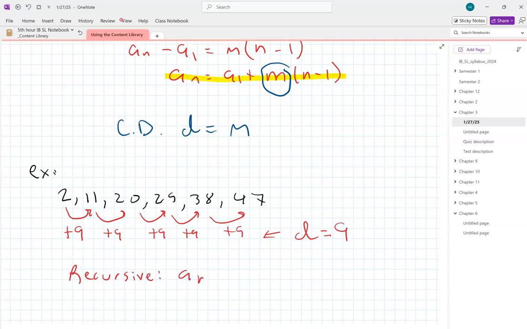I could write a sub n is equal to a sub n minus 1, excuse me, plus 9, but I have to say where the sequence starts. So I would say then where the first term is 2.